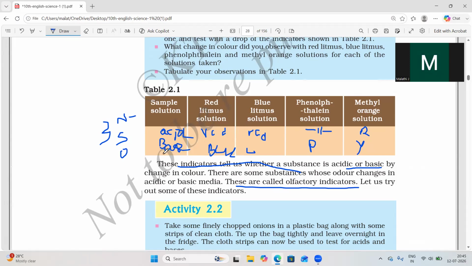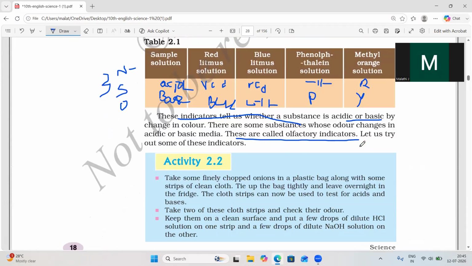If we take a base example, sodium hydroxide: red litmus turns blue. Blue litmus remains the same in the basic solution. Then phenolphthalein indicator, if you add it to a base, changes to pink color. Methyl orange turns yellow.